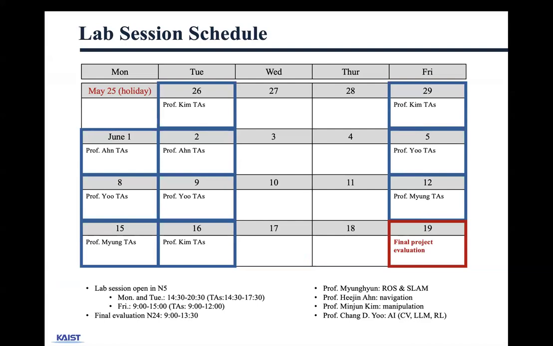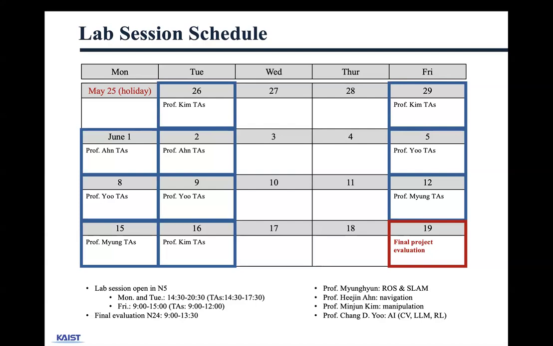The lab in room N5 will be open from 2:30 p.m. to 8:30 p.m. on Mondays and Tuesdays, and from 9 a.m. to 3 p.m. on Fridays. As for TAs, they will be available from 2:30 p.m. to 5:30 p.m. on Mondays and Tuesdays, and from 9 to 12 on Fridays, same as the regular lab session hours. As shown on the slide, the responsible lab TAs depend on the day, so please refer to this if you want to ask offline questions.